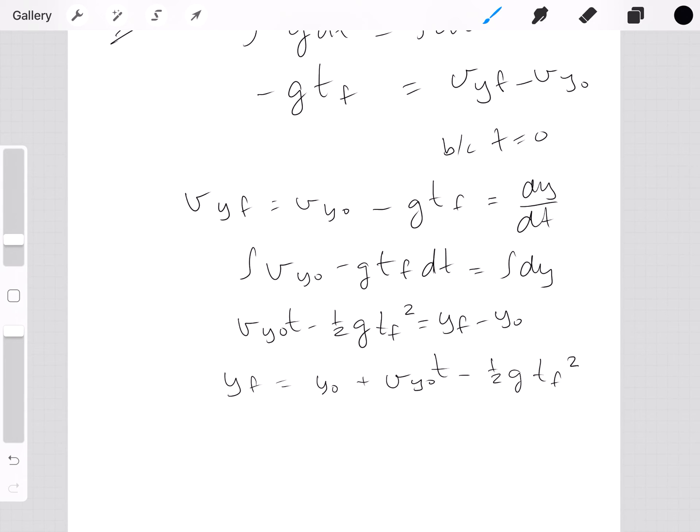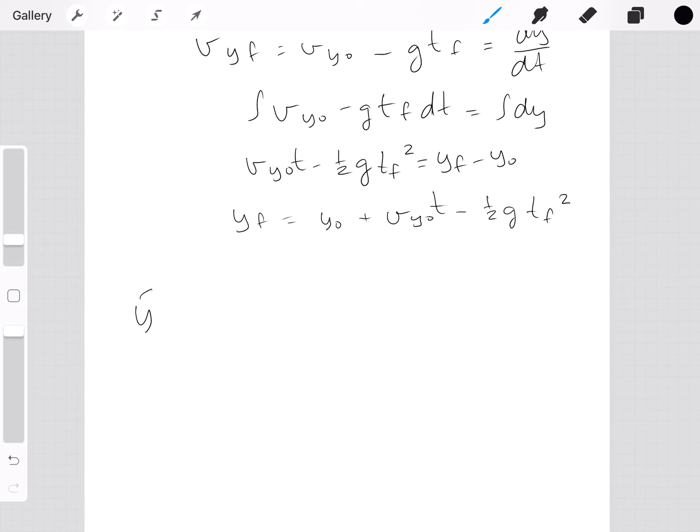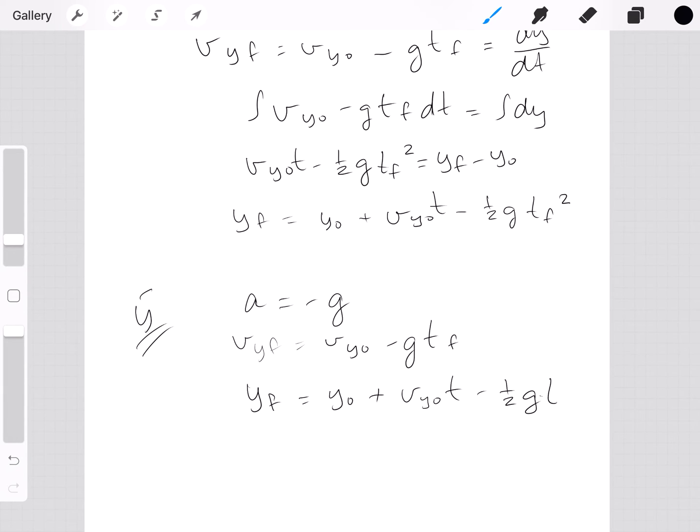Now, we'll do the same thing that we did with x, where we pull all of the y equations out. So we'll get a equals negative g, v_y of f equals v_y naught minus g t_f, and y of f equals y naught plus v_y naught t minus 1/2 g t squared.